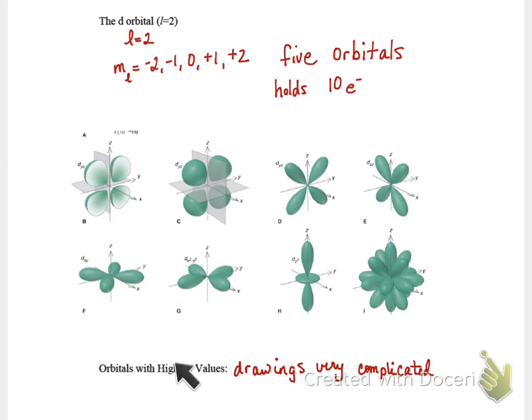Once we get past this one to higher L values, we really stop drawing them because they get really complicated, and you don't have to be able to draw them. You just have to know how many of them there are going to be.